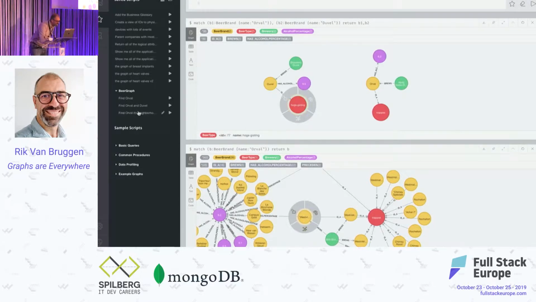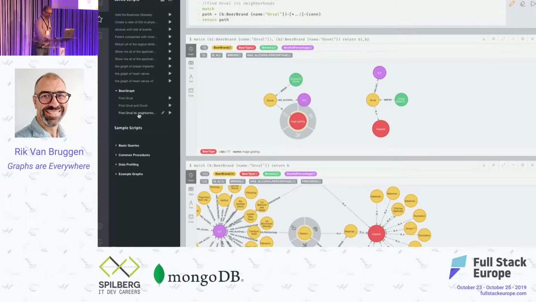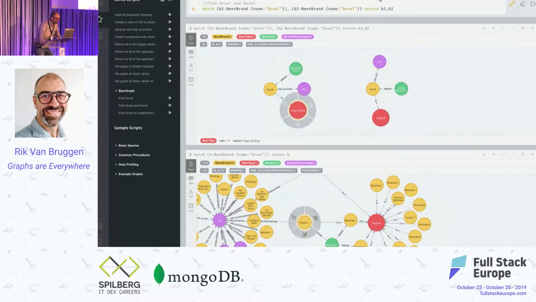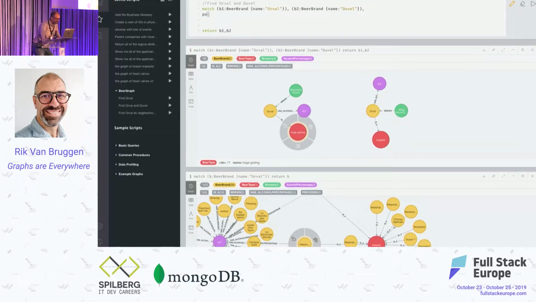Which is where I turn to my friend Euler, and I say, okay, I need an algorithm for this, which is essentially a shortest path algorithm, right? Anyway, I'll have to do it myself here. So what I basically do is I grab the two nodes, Orval and Duvel, right? And then I say, okay, what I'd like to do here is find the path between Orval and Duvel.